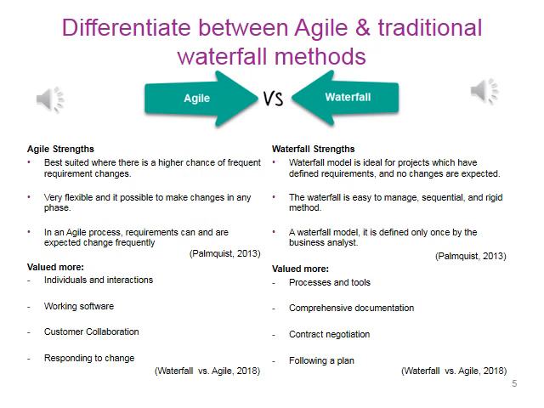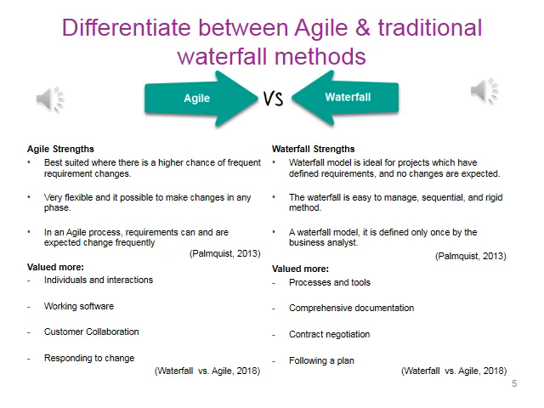In order to determine the most appropriate project management method for our organization, it's important to understand the strengths of each of them. First, Agile is best suited for projects where there's a higher chance of frequent requirement changes. They are also very flexible in making it possible to make changes in any phase. It's also good to understand that it requires more challenging leadership to manage such an endeavor. In the Agile process, requirements are also expected to change frequently.